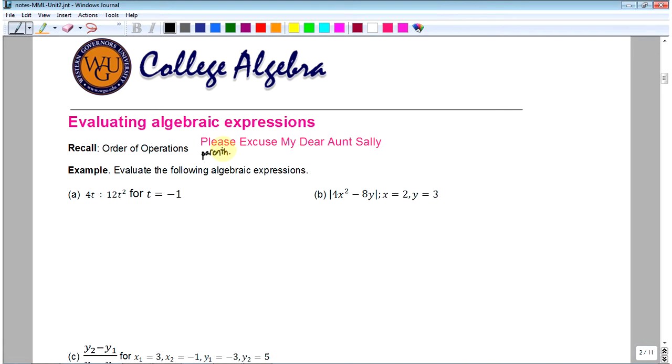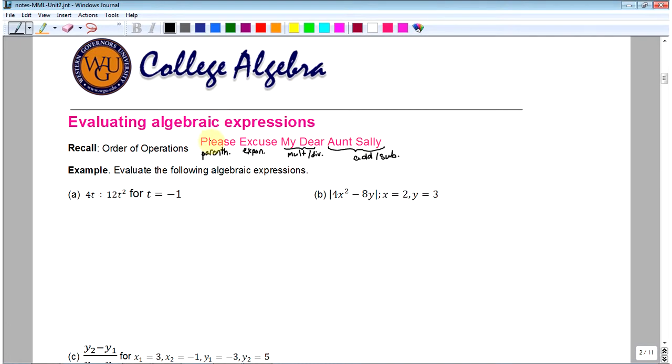Once your parentheses have been simplified, you need to do your exponents. Then you're going to do multiplication and division, whichever comes first from left to right. And the last thing that you do will be addition and subtraction. Again, whichever comes first from left to right.